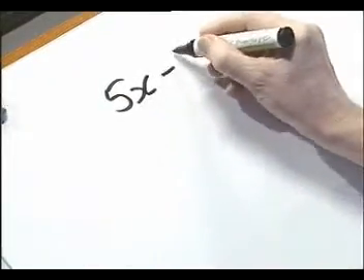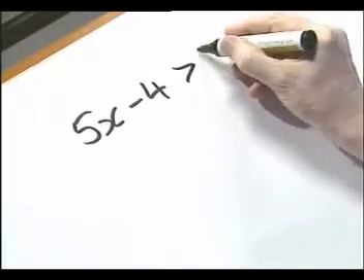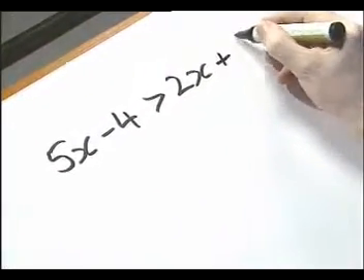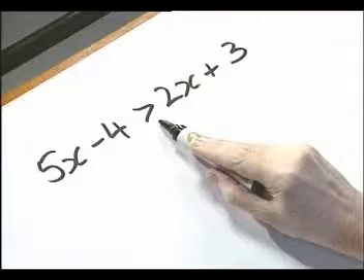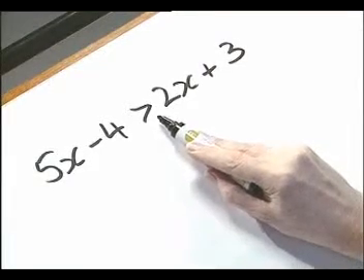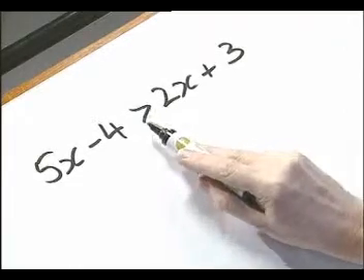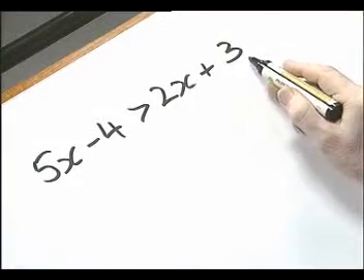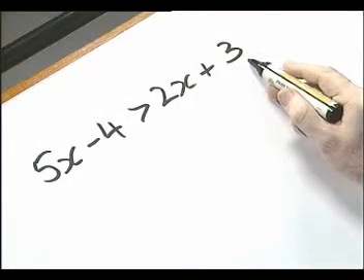The expression 5x minus 4 greater than 2x plus 3 looks like an equation, but with the equal sign replaced by an arrowhead. This denotes that the part on the left, 5x minus 4, is greater than the part on the right, 2x plus 3.